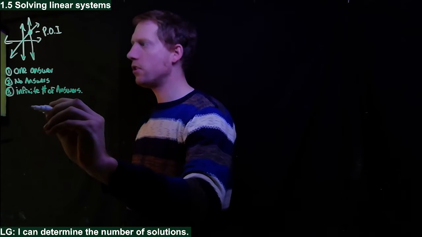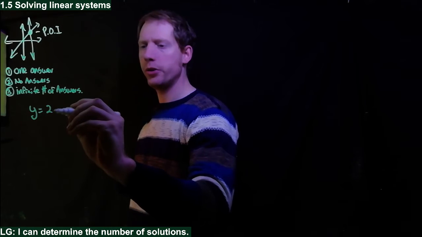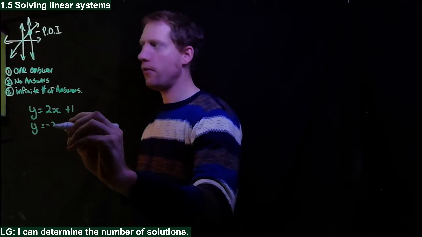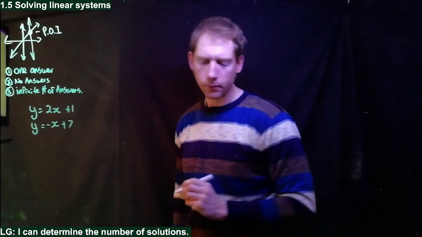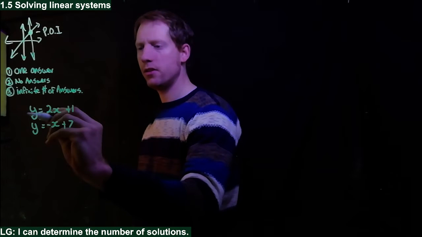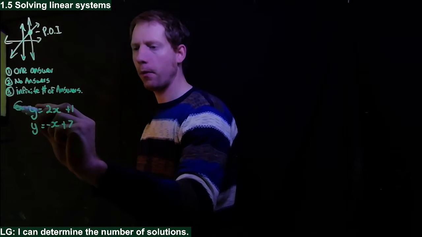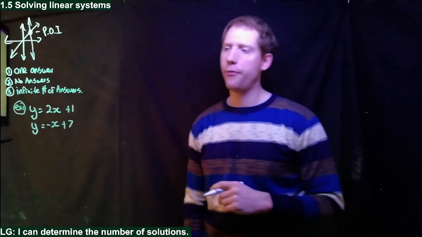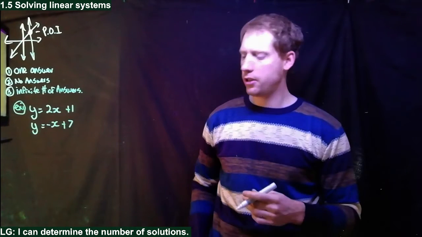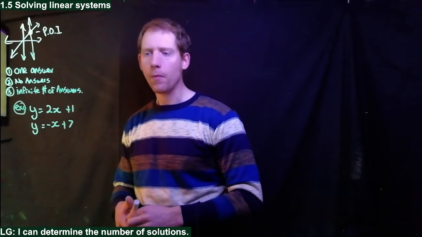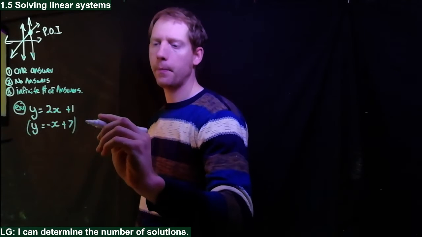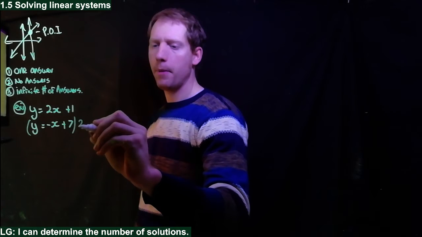Okay, let's say we're solving y is equal to 2x plus 1 and y is equal to negative x plus 7. I want to solve this. So this is example number 1. How many solutions do I have? You could solve this using elimination or substitution. So let's do it with elimination. I'm going to multiply the second equation by 2.